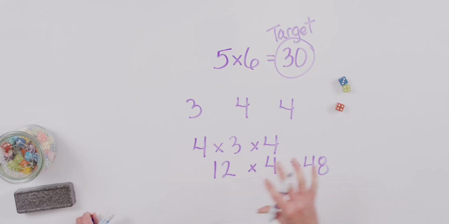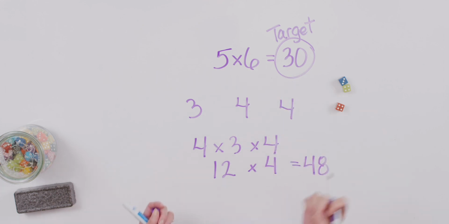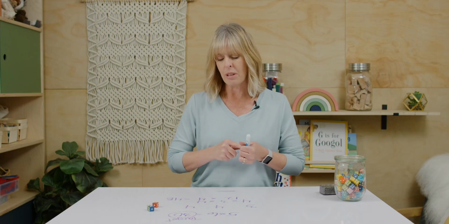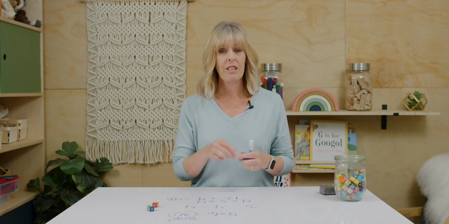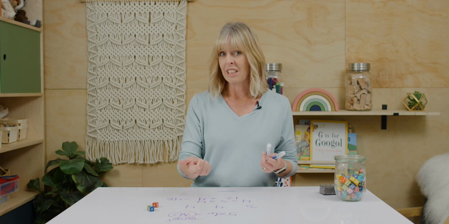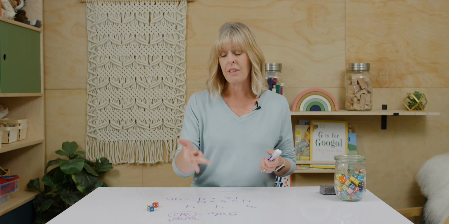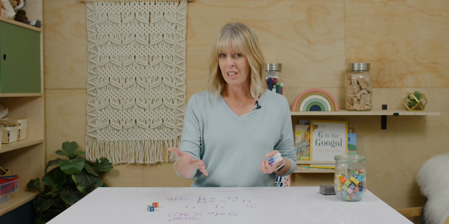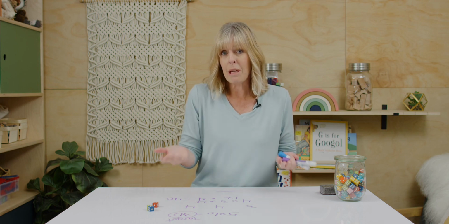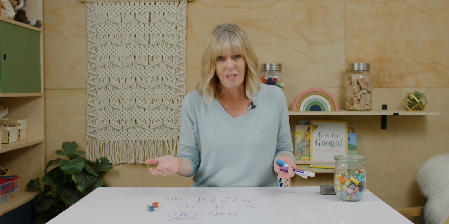So anyway, try to get as close as you can to your target number. You may want to play against somebody else. So when you roll those 3 numbers, each of you will utilize those 3 numbers and use any operation. You can use addition, subtraction, multiplication, division, parentheses we began working with. And if you're familiar with exponents, you can even use those.